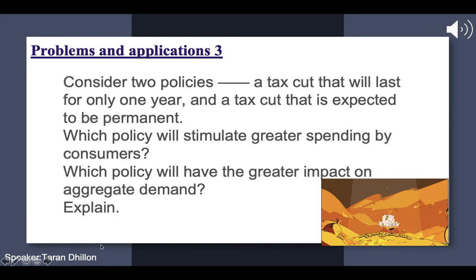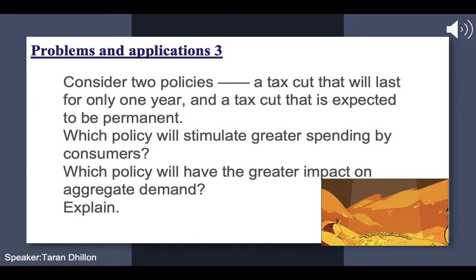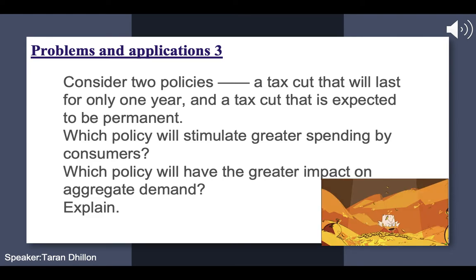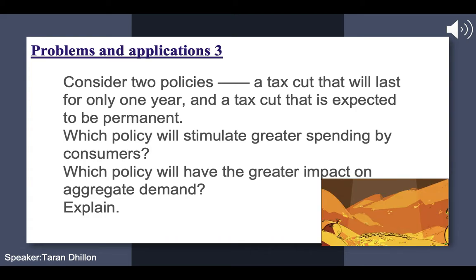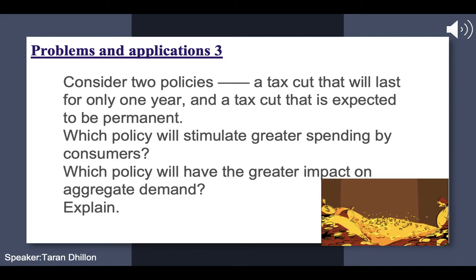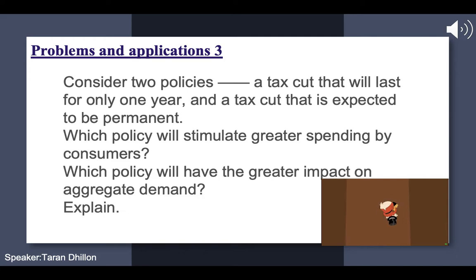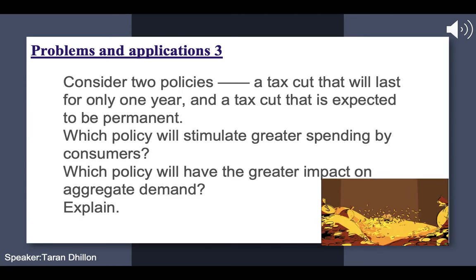I would like to cover problems and applications, question 3. The following question asks us to consider two policies. The first one, where a tax cut will last for only 1 year, while the second tax cut is expected to be permanent, as in forever. The question is asking which policy will stimulate greater spending by consumers, as well as which policy will have greater impact on aggregate demand.